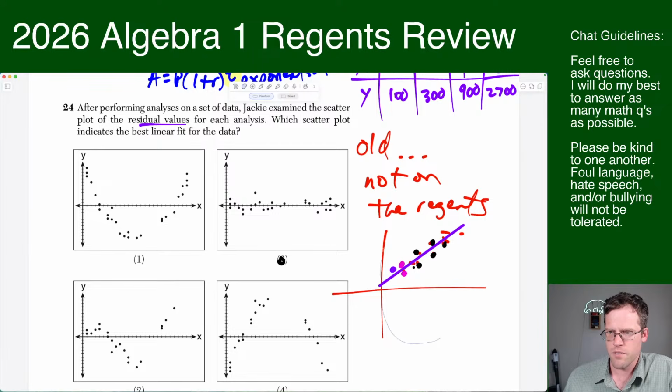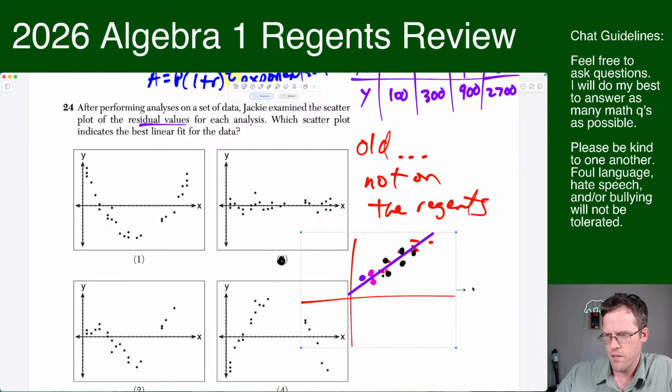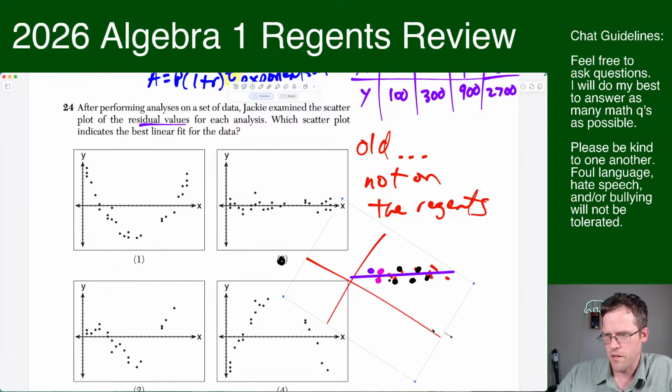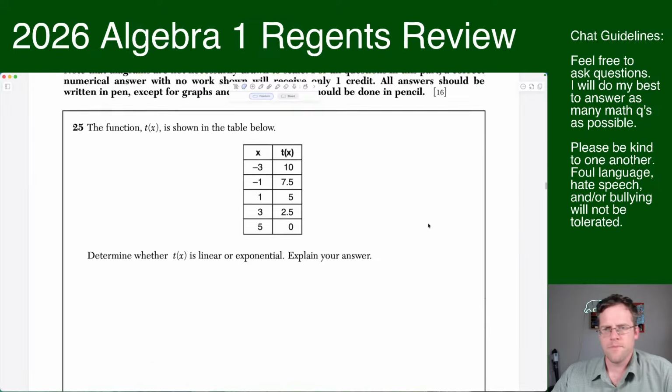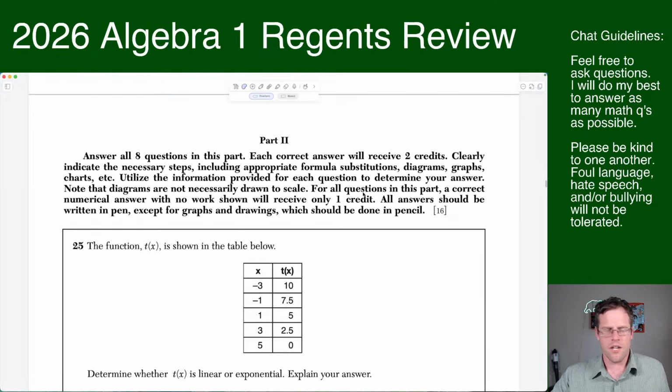It's like they take this whole thing here. Let me see if I could just group this. We do this. So group and then rotate. This is a weird topic, but wait, why is this not spinning? Oh, here we go. And it's like, which one could be it? And that's why this one, because they take the line of best fit and throw it on the x-axis. So it's a weird question, old, outdated, not on the Regents. All right. This one, though, is, so now part 2s.